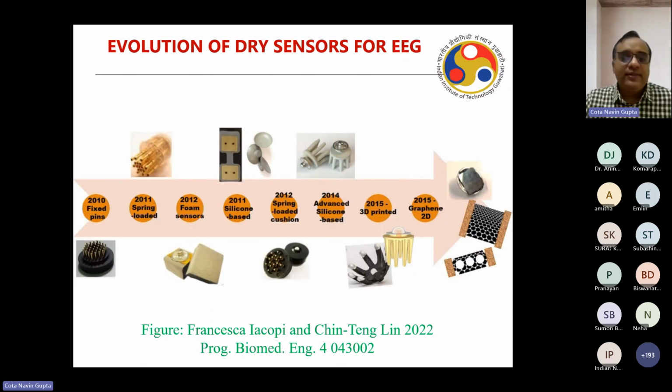Now dry electrodes. This is the evolution of the dry electrodes from 2010 up to 2015. Even now, a lot of research is happening on how to get electrodes for electroencephalograms without the use of gel. But still the level of signal quality obtained using dry sensors is not as good as wet electrodes. So there's still a lot of work which needs to be done. And this is the evolution of the dry electrodes over time.